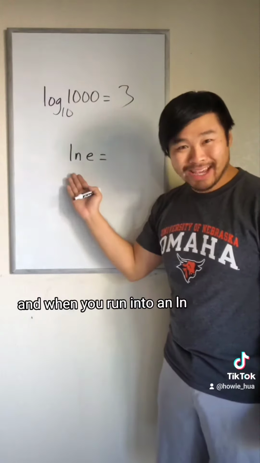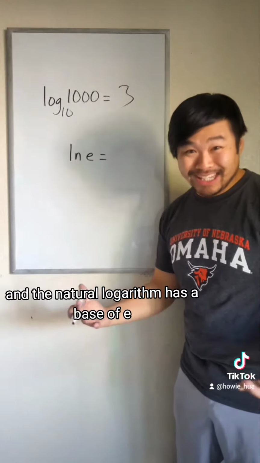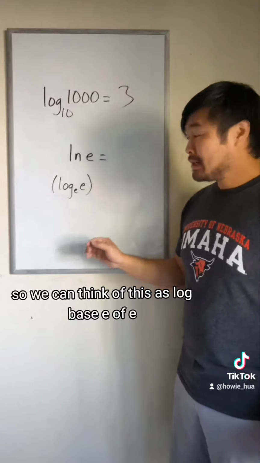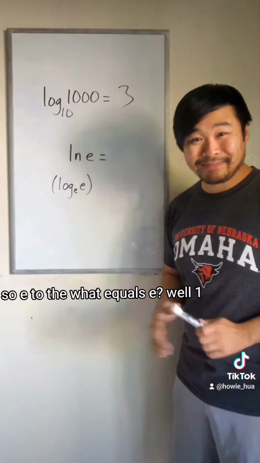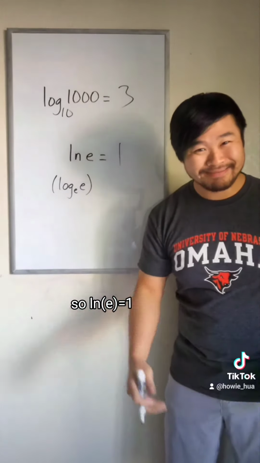And when you run into an ln, this means natural log, and the natural logarithm has a base of e. So we could think of this as log base e of e. So e to the what equals e? Well, 1. So the natural log of e is 1.